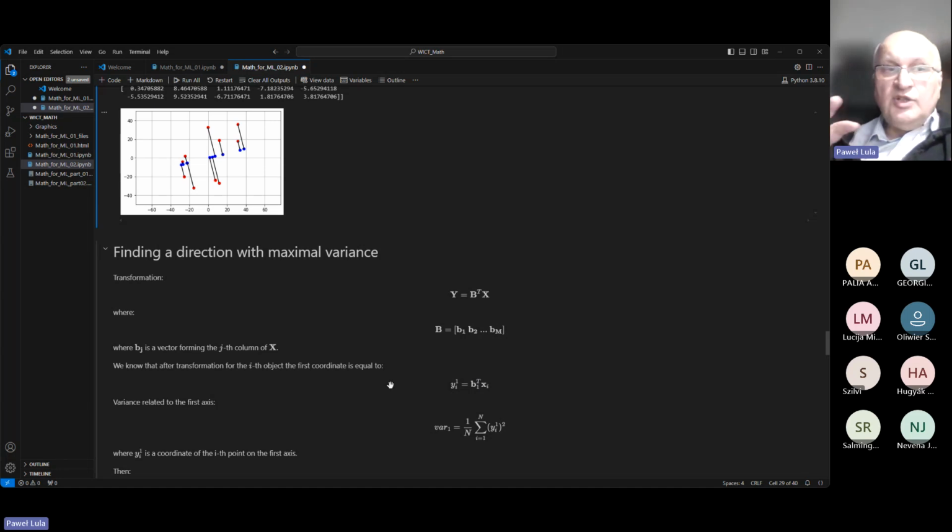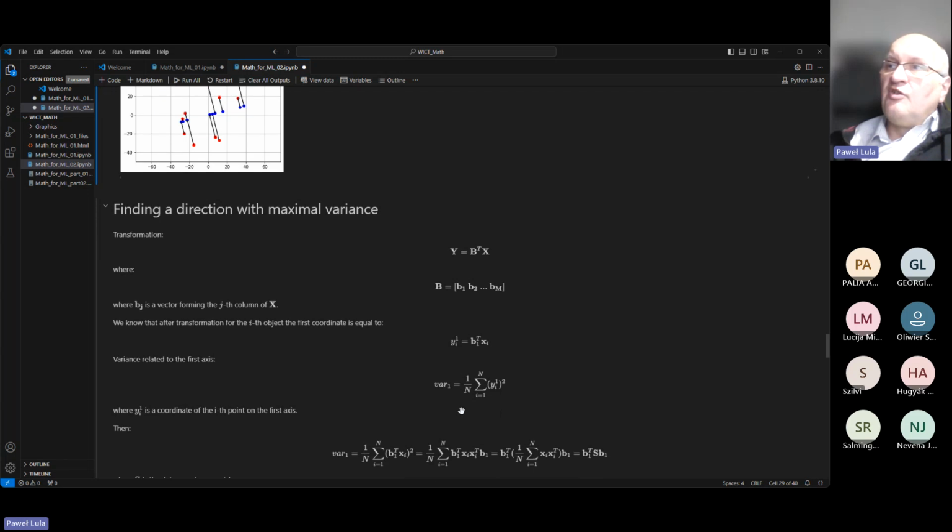And we are going to find this optimal position. It means that optimal is a position for which the variance is the biggest. Variance of these projections is defined here. Why? It is the first coordinate of points on this first axis. So I can calculate variance using this formula.